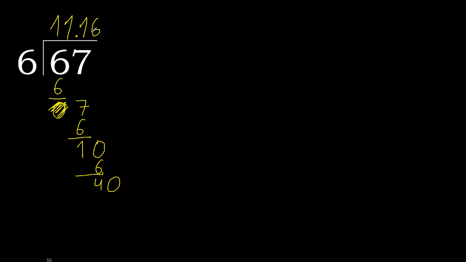6 multiplied by 6 is 36, subtract, complete, 40. 6 multiplied by 6 is 36, subtract, complete. Here, repeat, therefore, repeat, okay? Therefore, here, 6, repeat.